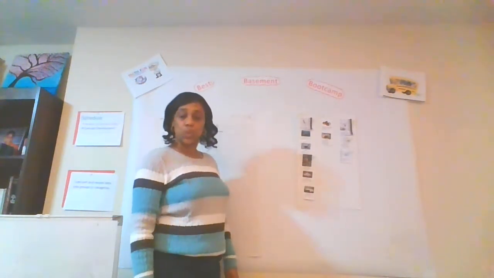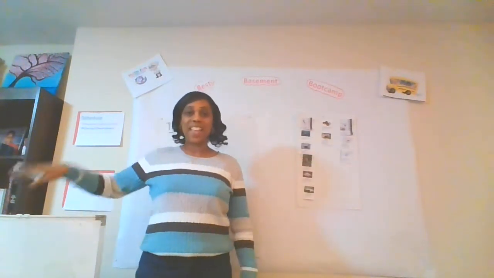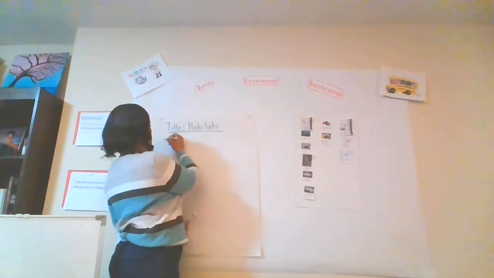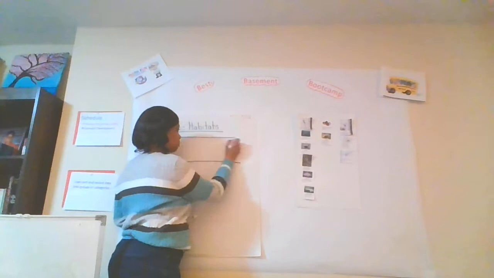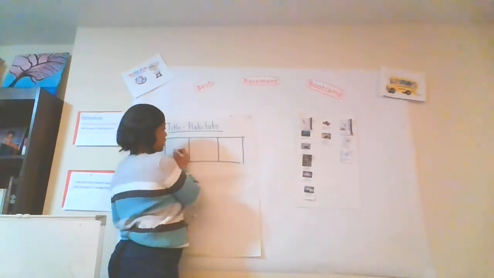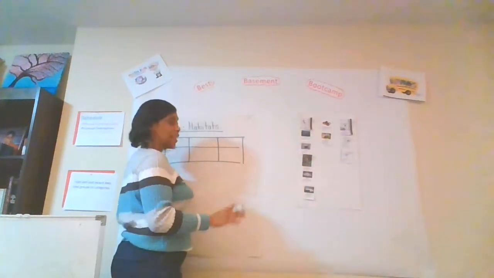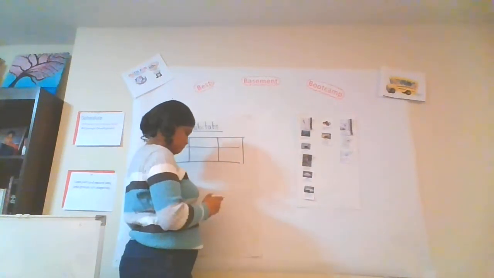Next, we're going to chart this using a table. So let's see how we would draw our table out. We're going to use a box table. And since we're talking about 3 different areas, I've divided the boxes up into 3 different sections.